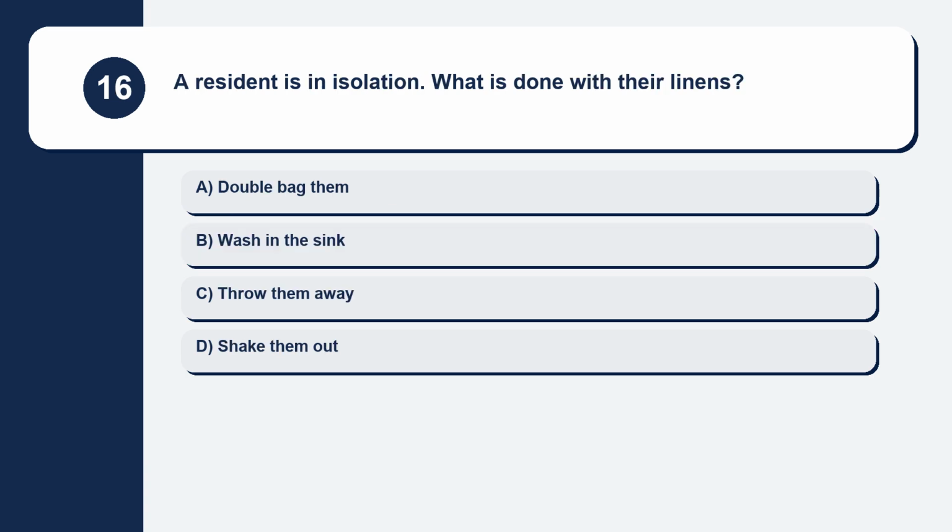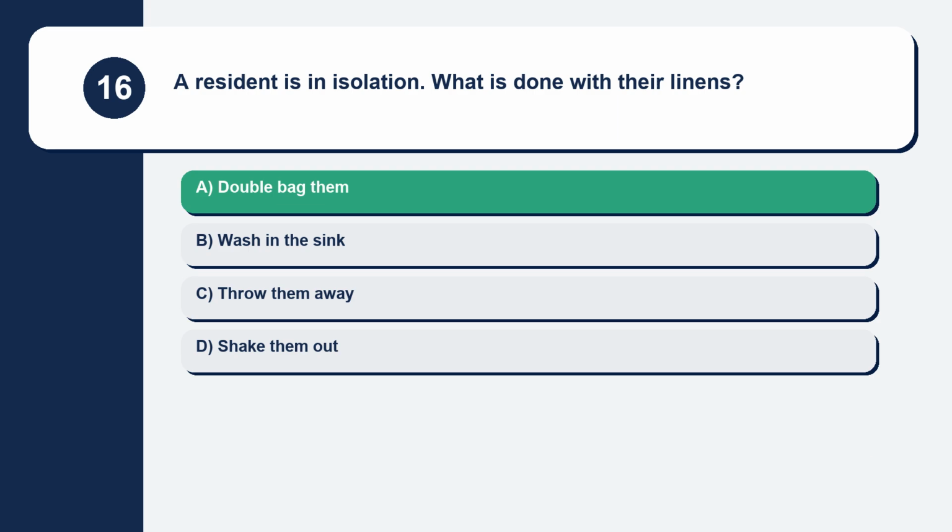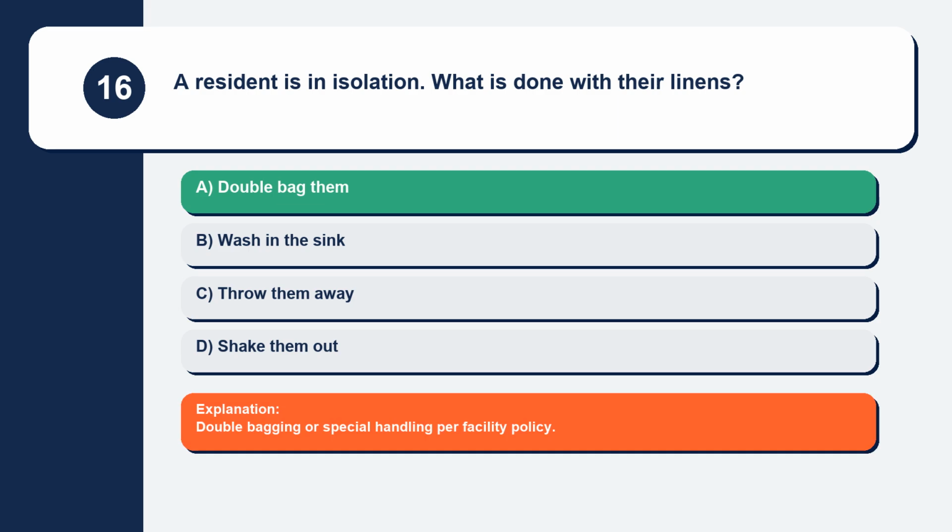Question 16. A resident is in isolation. What is done with their linens? Double bag them, wash in the sink, throw them away, shake them out. Double bagging or special handling per facility policy.